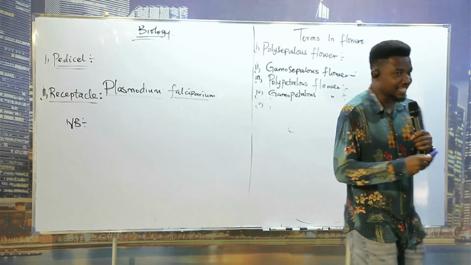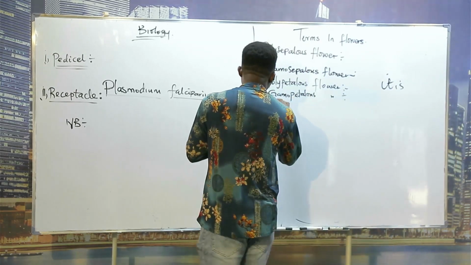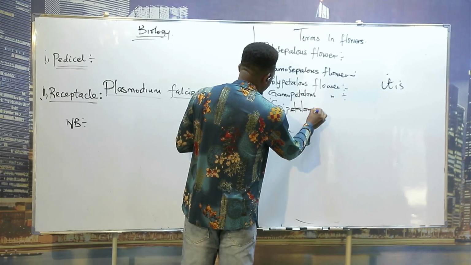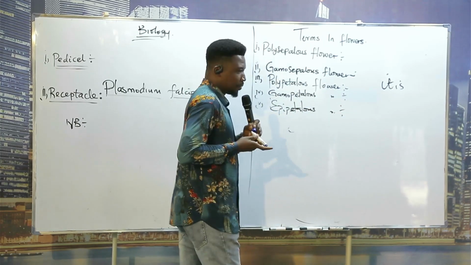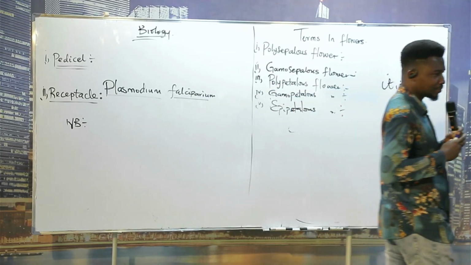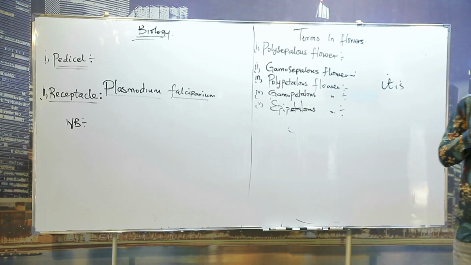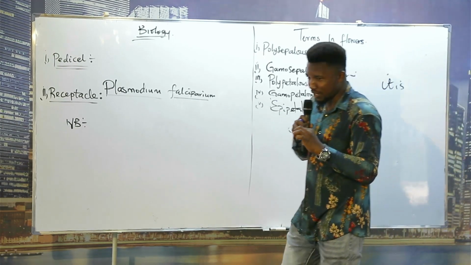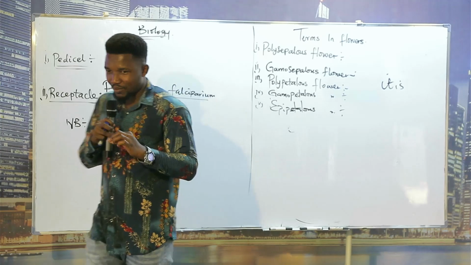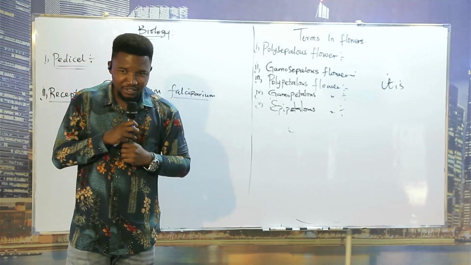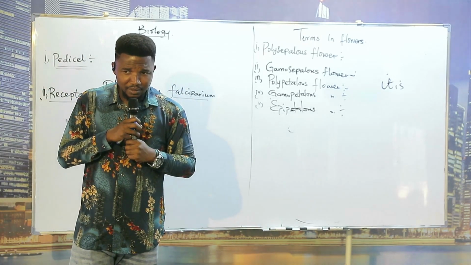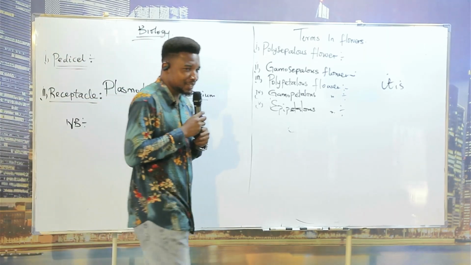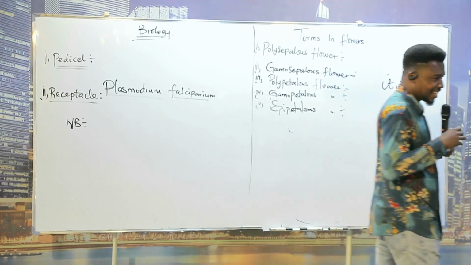So, what is epipetalous flower? Epipetalous flower. Okay, let me even ask you one word. What is epi in biology? Whenever you hear epi, what does it mean? Up, abi. Hypo means what? Low, abi.